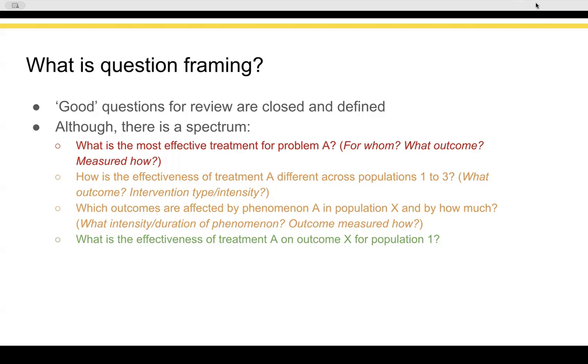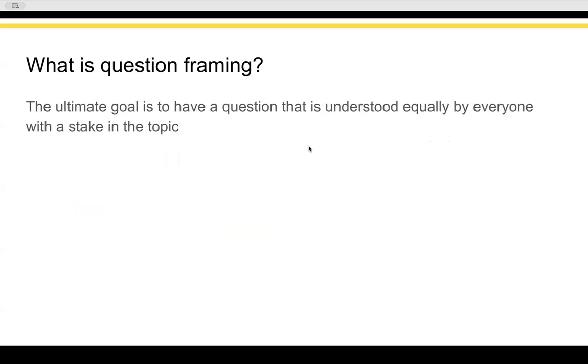might sound very specific, but we still don't perhaps have a shared understanding of what the intensity or duration of that phenomenon is, and to what degree that can be encapsulated into the question, what's accepted and how is it dealt with, but also how was the outcome measured? What is the effectiveness of treatment A on outcome X for population 1 is slightly closer to the well-defined end of that spectrum.